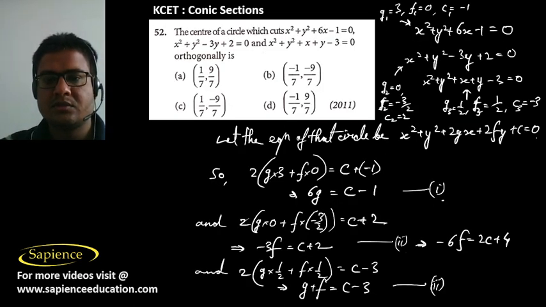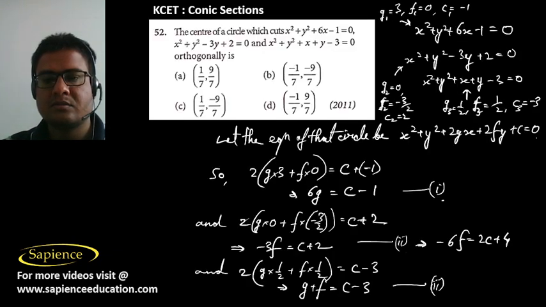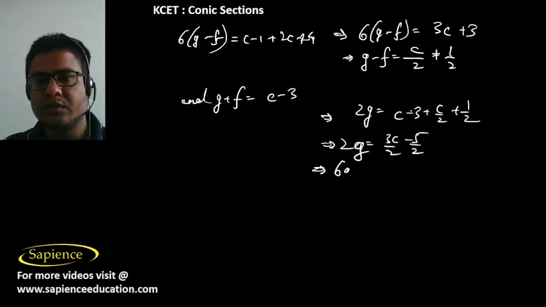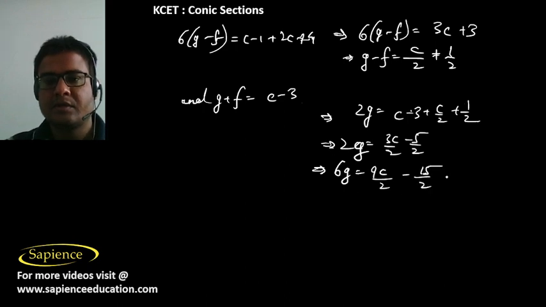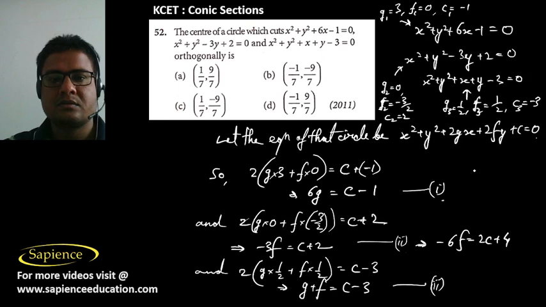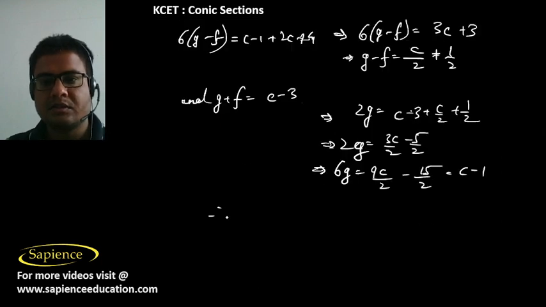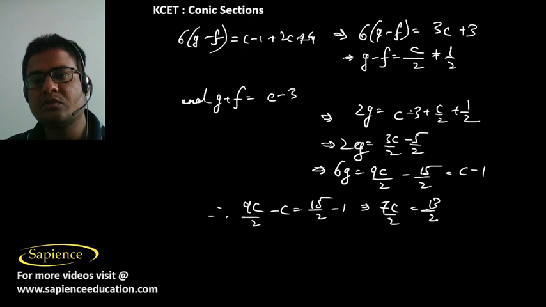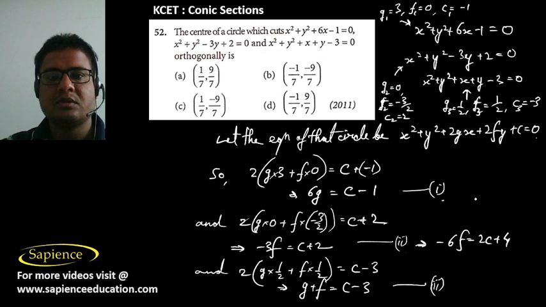And 6g, that is c minus 1. So therefore you can say 6g, that is equal to 3 into this. So 3 3 is a 9, 3 5 is a 15. And that is also equal to c minus 1. So therefore we can say that 9c by 2 minus c, that is equal to 15 by 2 minus 1. So therefore 7c by 2, that is equal to 13 by 2. So c is equal to 13 by 7.